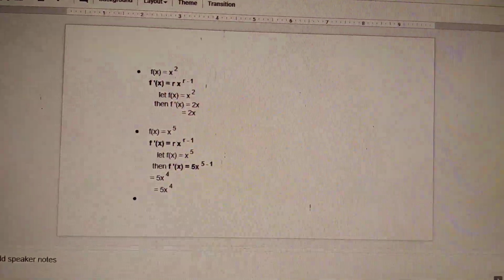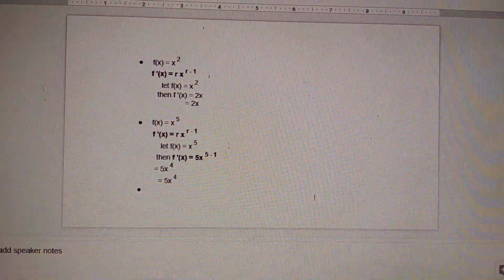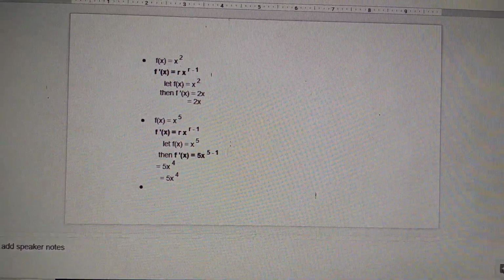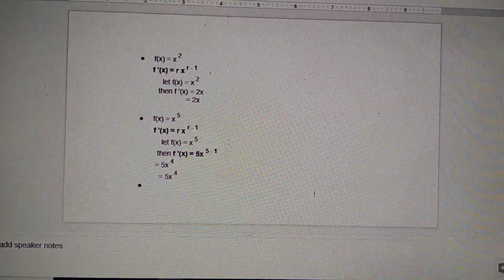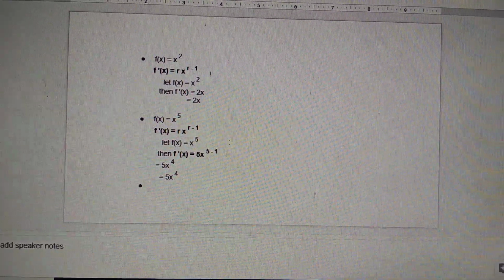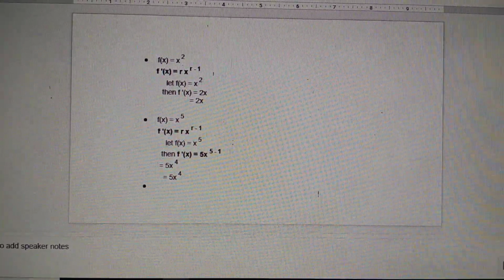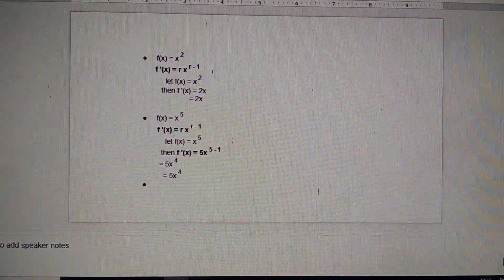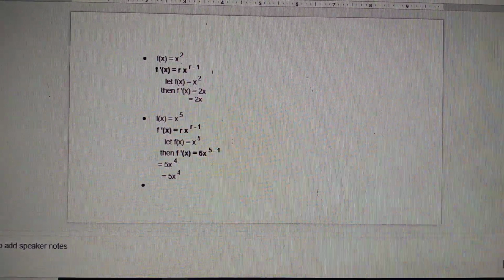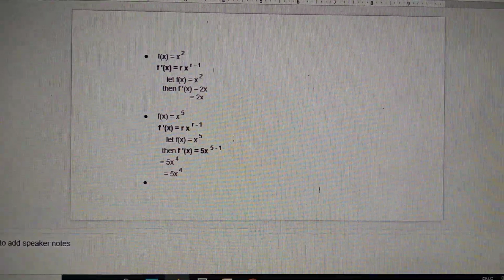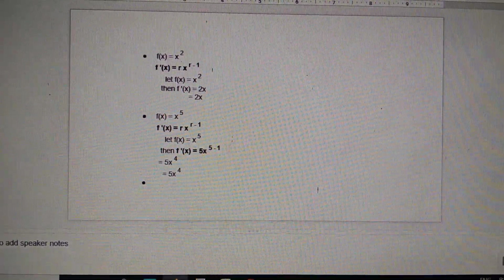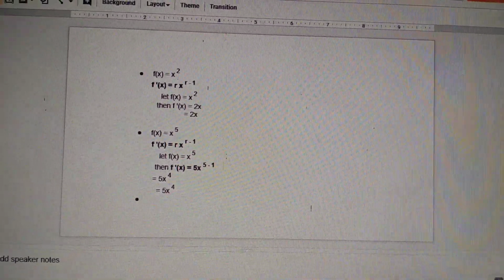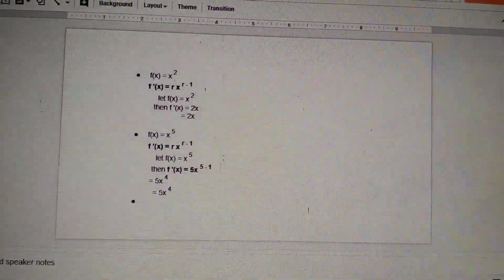Now consider an example. If f of x is equal to x raised to r, we have the formula f dash x is equal to r times x raised to r minus 1. Now f of x is equal to x square, we have f dash x is equal to 2 times x. Similarly, f of x is equal to x raised to 5, using this formula we can find its derivative: 5 times x raised to 4.